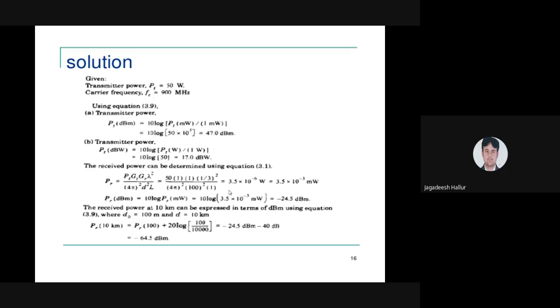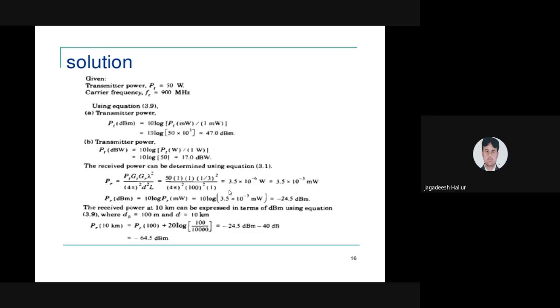Third, the received power can be determined. I have already told you the formula for that: PR is equal to PT GT GR lambda square divided by (4 pi) square D square into L. What is mentioned in the example? He has mentioned a unity gain, that is, GT GR will become 1.